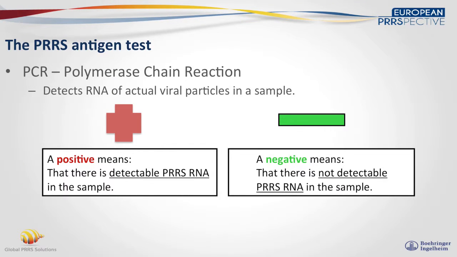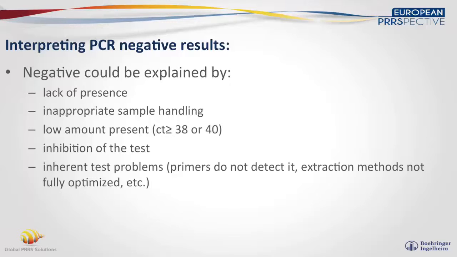PRRS PCR detects RNA of actual viral particles in the sample. So a positive means that there are detectable levels of RNA in the sample, not live virus, but detectable levels of RNA. And a negative means that there's not detectable RNA in the sample. Positive results in that case are really easy to interpret. If we have positive PCRs, then there's probably virus around. Whether it's alive or not is another question, but it's probably alive, it's probably around, and it's likely that animals have been shedding the virus if the virus is around.